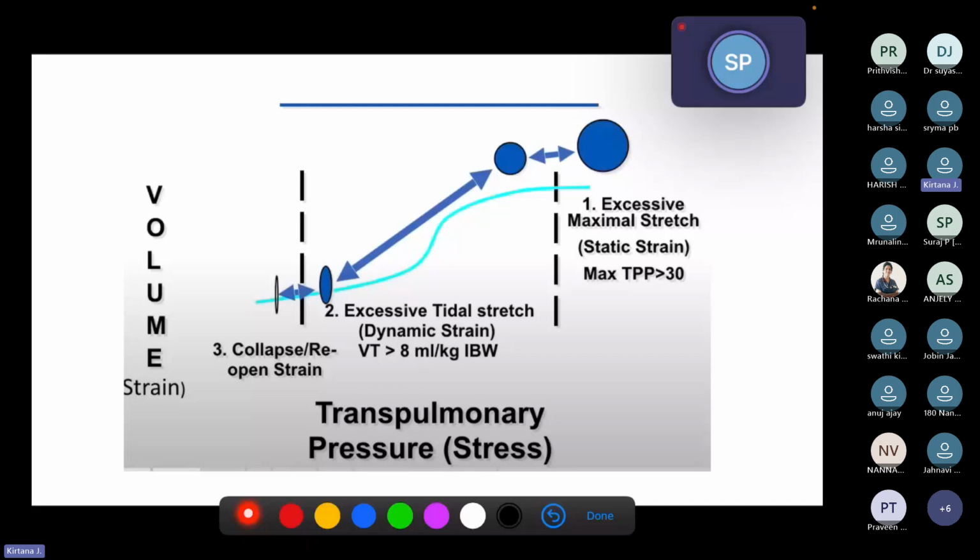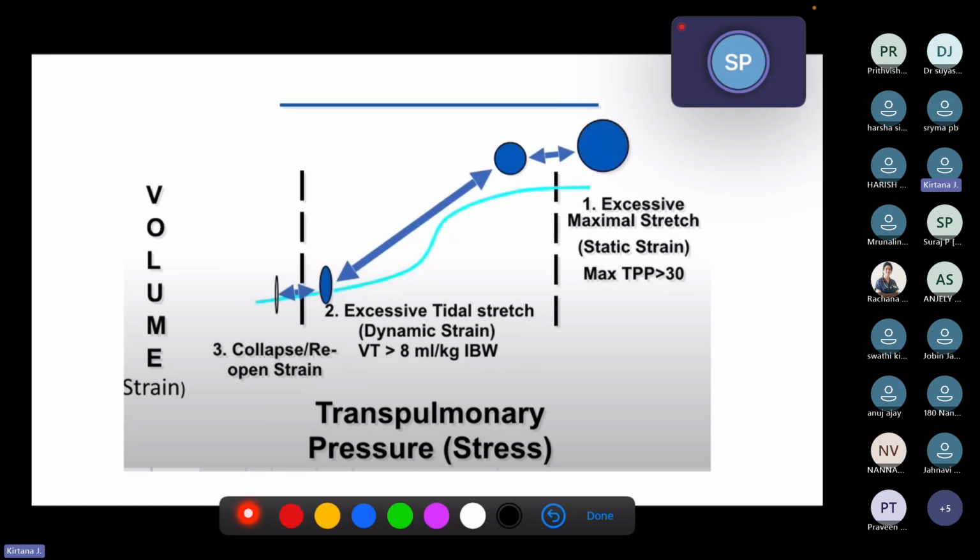So barotrauma is also known as excessive maximal stretch. That is, if the transpulmonary pressure is more than 30, you are going to have excessive static strain and barotrauma. If your tidal volumes are very high, more than 8 ml per kg, you're going to have excessive tidal stretch or excessive dynamic strain. And if your alveoli are collapsed and they're opening and closing with every cycle of your breath, you are going to have a reopened strain. So together they lead to ventilator-induced lung injury.